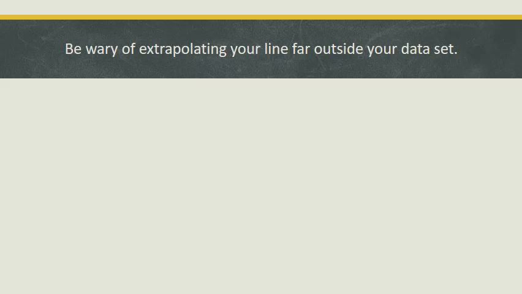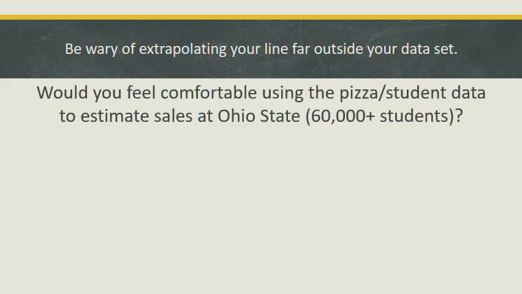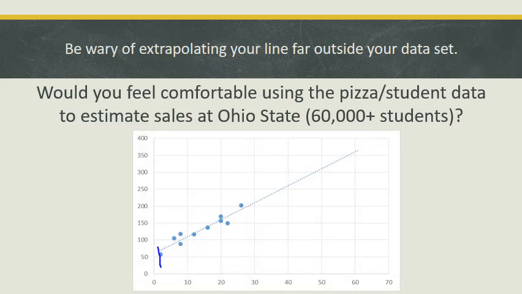Finally, I want to talk about extrapolation. This means using your best fit line to make predictions well outside of your data set. In our pizza sales example, all of our towns in our data set had between 2,000 and 26,000 students. And I would feel very comfortable making predictions about pizza sales within that range. But as we get farther away from that range, then predictions are much harder to justify.